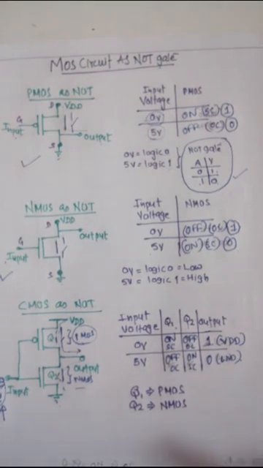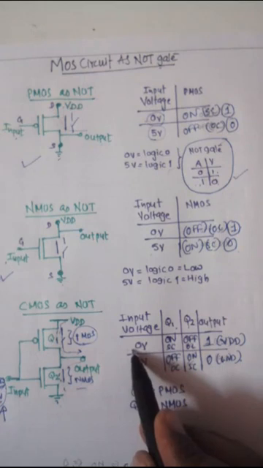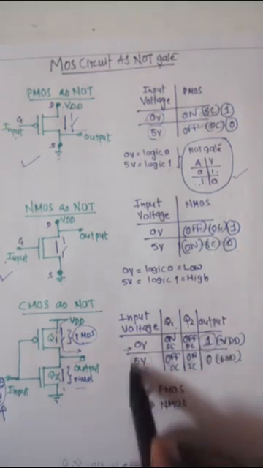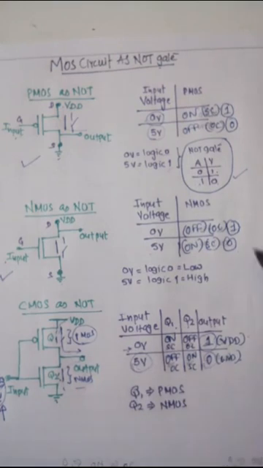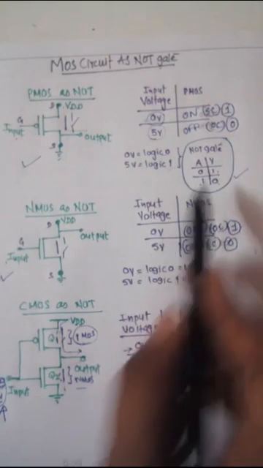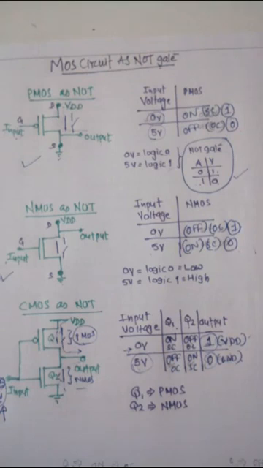So this way we can see that the output voltage changes. If the input is low, the output is high. If the input is high, the output is 0. So all three of these circuit designs follow the NOT gate. That's why we can say that a MOS circuit can be understood as a NOT gate.